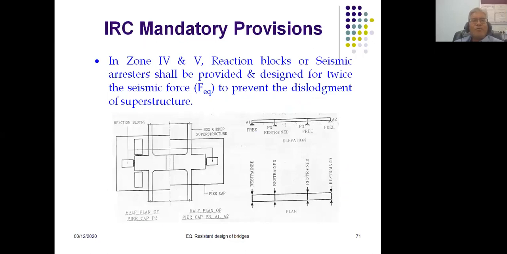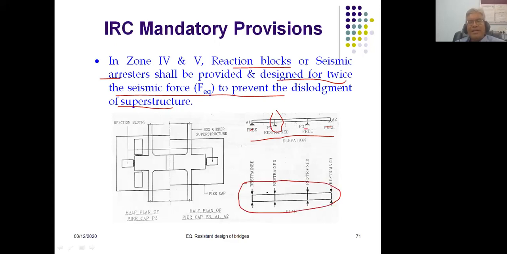Mandatory provision in zones 4 and 5: reaction block or seismic arrestor. This reaction block and seismic arrestor shall be provided and designed for twice the seismic force to prevent the dislodgement of the superstructure. This is one of the very common types of failure observed. So that is why you see the reaction block. Suppose three-span continuity is there. You can provide the restraint here and free in the longitudinal direction, whereas in the transverse direction it is restrained from both sides. In the longitudinal direction it is free, it is allowed freedom. Otherwise secondary stresses would develop. So just to avoid the secondary stresses, the longitudinal displacements are allowed. So it is free in the longitudinal direction, whereas in the transverse direction it is not allowed. And accordingly, you can go for providing such a reaction block.